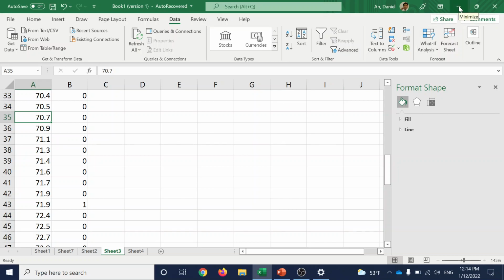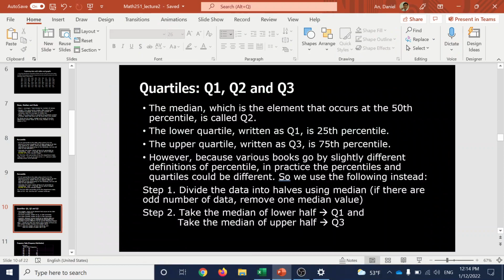Now, there are some textbooks that have a different, more complicated definition of what a percentile is so that the two will agree. But rather than trying to do that, we will take another approach where we have a slightly different definition of what Q1, Q2, and Q3 are. Okay. So first of all, Q2 is the median.